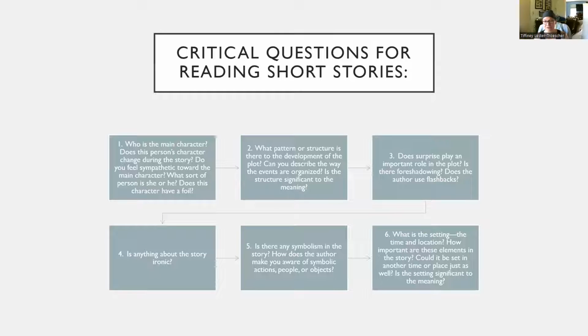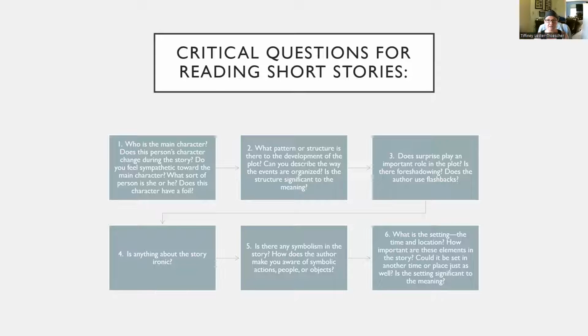Is there anything in the story that's ironic? Is there any symbolism in the story? How does the author make you aware of any of the symbols in the story? How do we know they're symbols? What is the setting? Think about time and location. How important is the setting to understanding the theme?